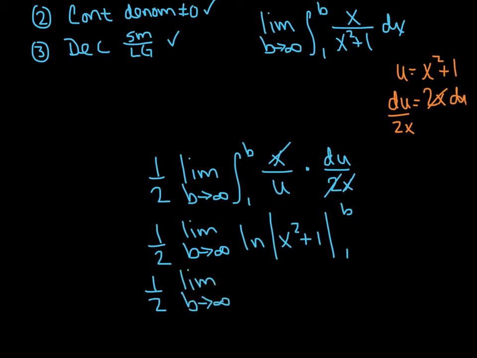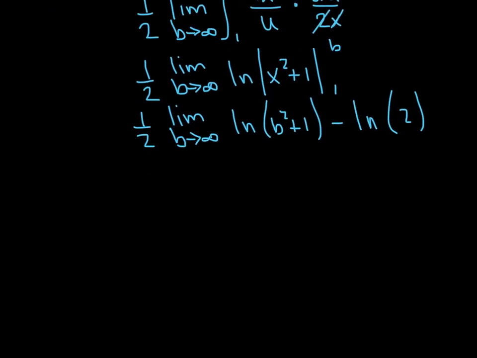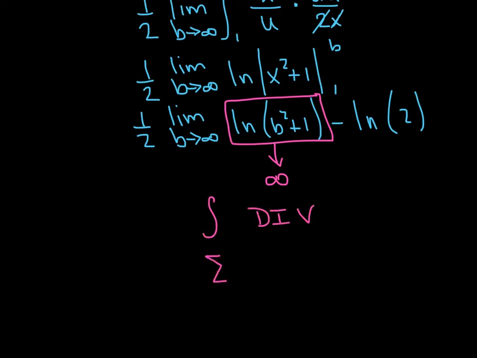So I've got the natural log of b squared plus 1 minus the natural log of 1 plus 1. And what's happening here is as we evaluate that first term, this term right here is approaching infinity. Therefore, the integral diverges. And if the integral diverges, then the series is also guaranteed to diverge because of that. So there's example number 1.